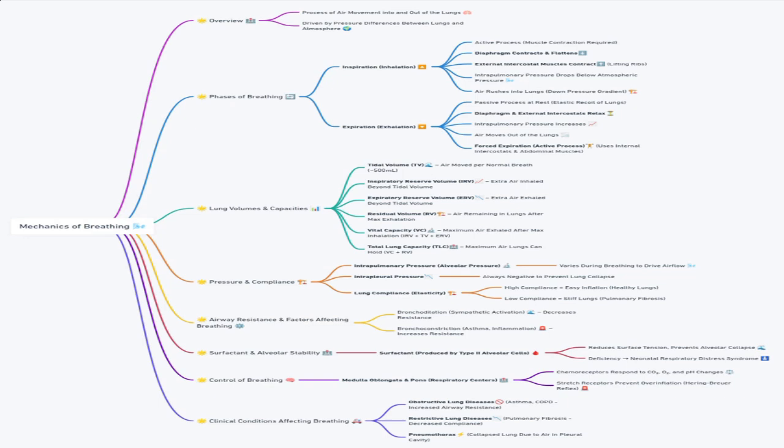Expiration is driven by the elastic recoil of the thoracic wall, and it becomes active in respiratory disease or in strenuous exercise. And during active expiration, muscles like the internal intercostal muscles, rectus abdominis, transverse abdominis, external oblique, and internal oblique muscles play a major role.